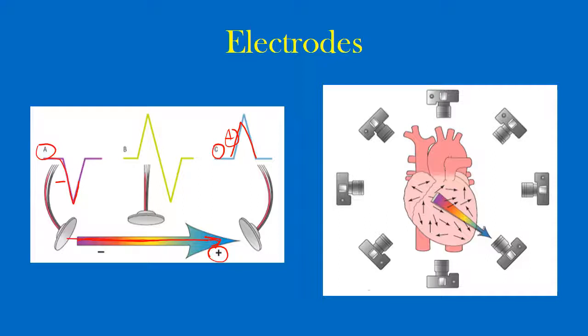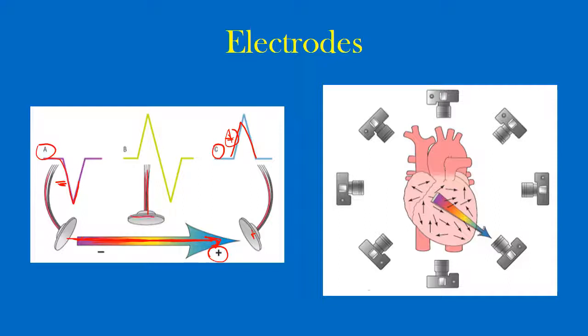So we said this is moving away from this electrode here in A, so it'll be negative, but it's moving towards this electrode over here, making it deflect upward and become positive. Finally, when the electrode is somewhere in the middle or perpendicular to the electrical impulse, the part of the electrical impulse going towards it will be positive and then become negative as it goes away from it. And that's what's going on here in B.